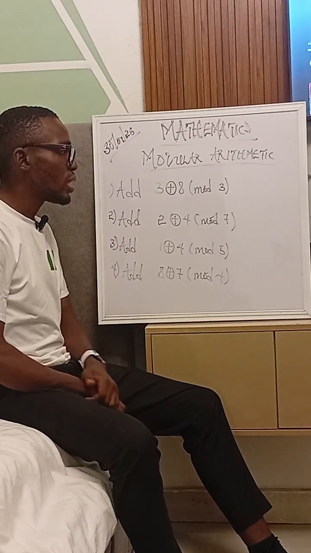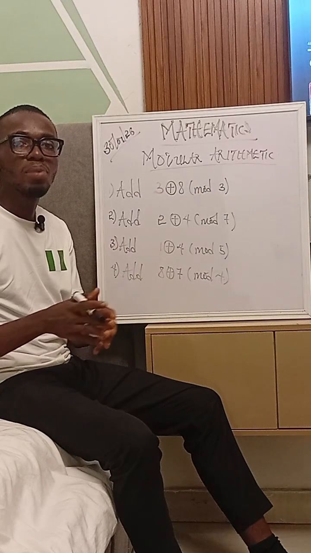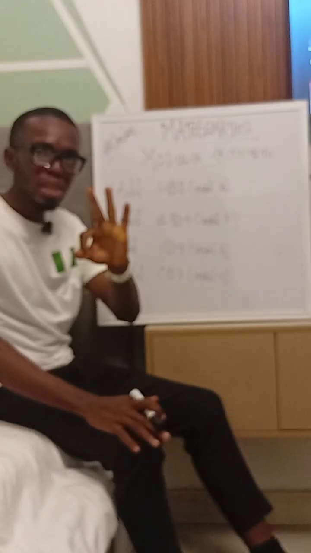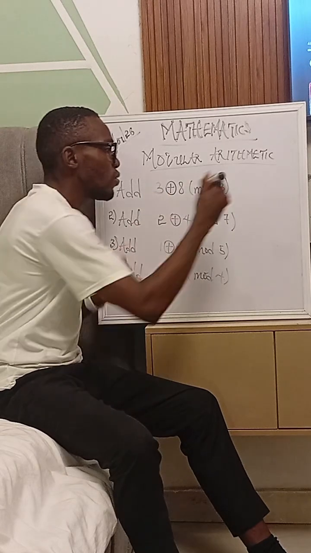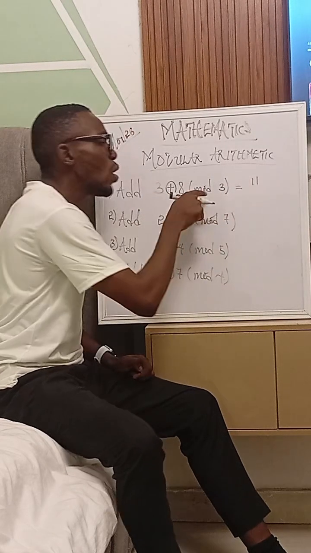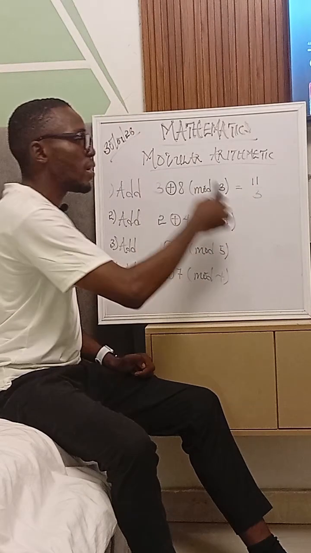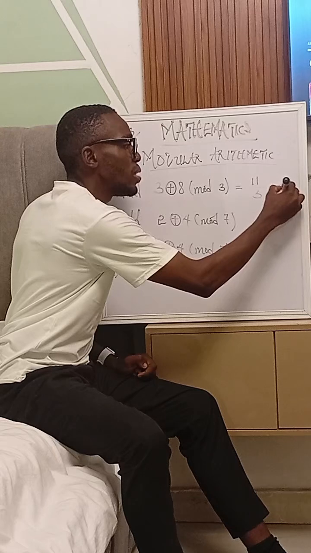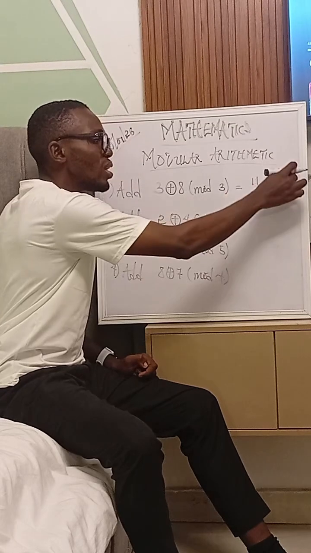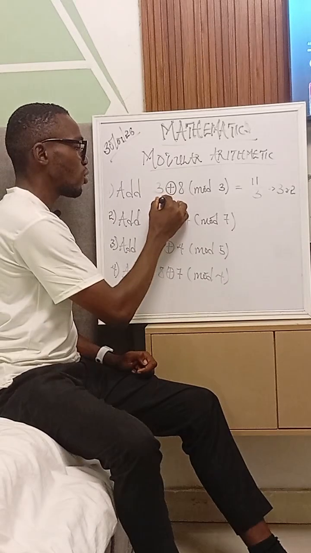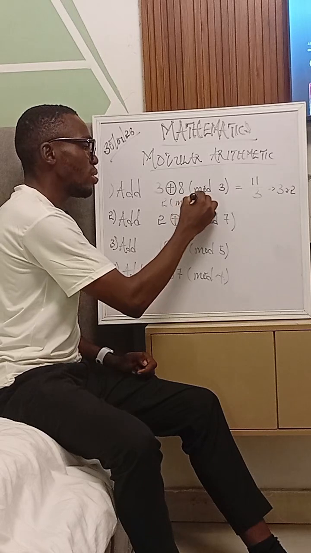So 3 plus 8 mod 3. The set of residues in mod 3 should be 0, 1, and 2. It should not exceed it. But when you add this up, what will you get? You have 11, higher than the highest number that should be in that mod. So we divide it by 3. When you divide 11 by 3, you have 3, remainder 2. So remember the remainder. Your answer will just be 2 mod 3.